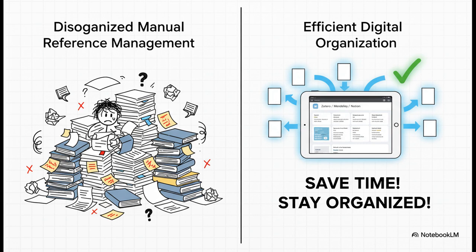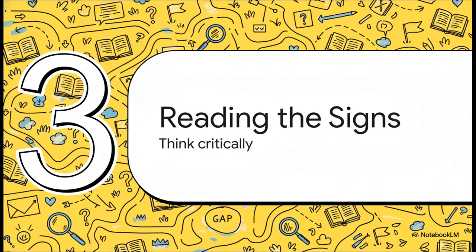A reference manager like Zotero or Mendeley, or even something flexible like Notion, will be your best friend. It's going to save you so much time and keep you organized right from the get-go. All right, so you're getting organized. Your system is in place.